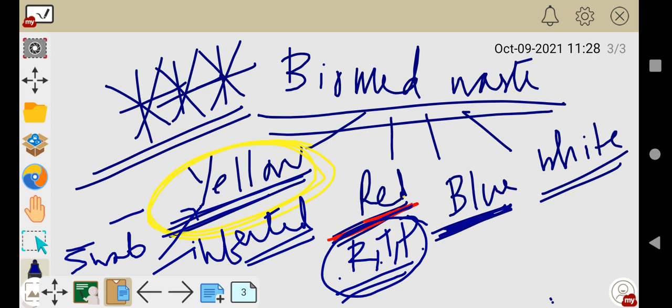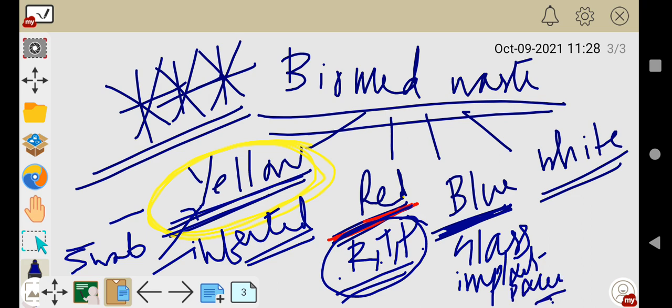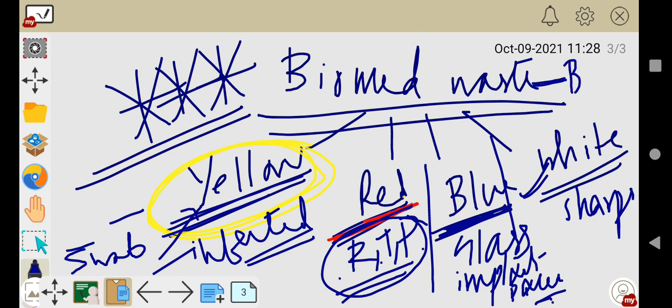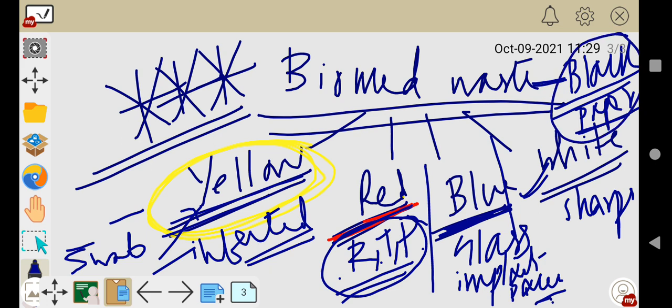Now blue. In blue we will mainly throw glass, then implants, okay? Glass, implants, pacemakers, this we will throw in blue, correct? And next comes white. We will throw sharps like needles, lancets, this all will go in white. Now there is another thing that is asked in your INICET: black. So in black what we will throw? In black we will throw the paper, okay?